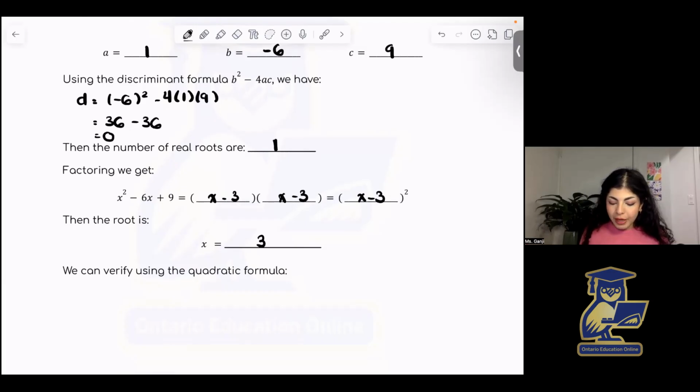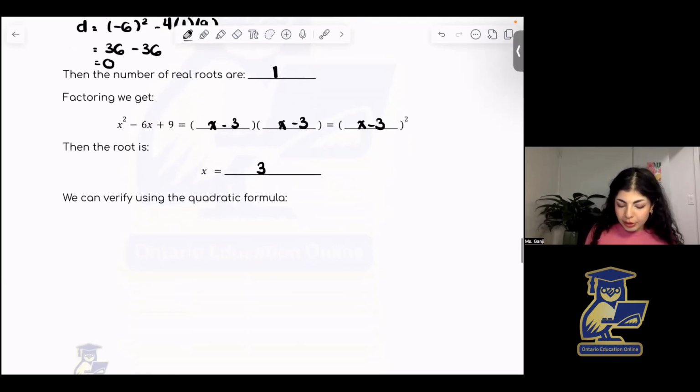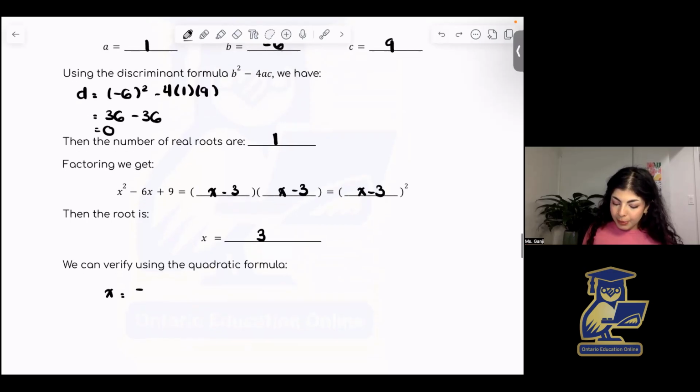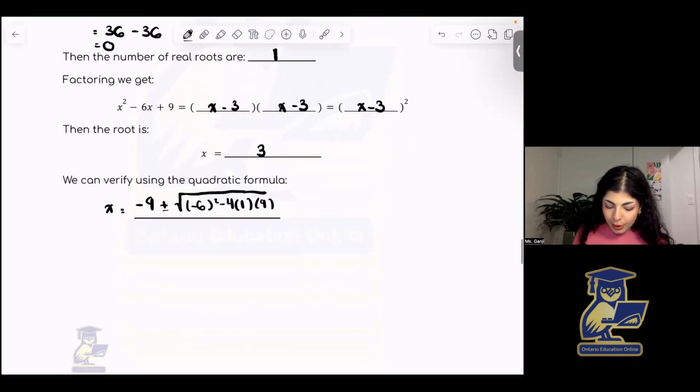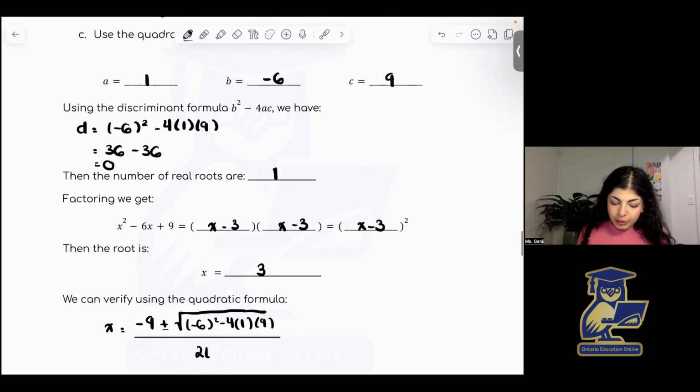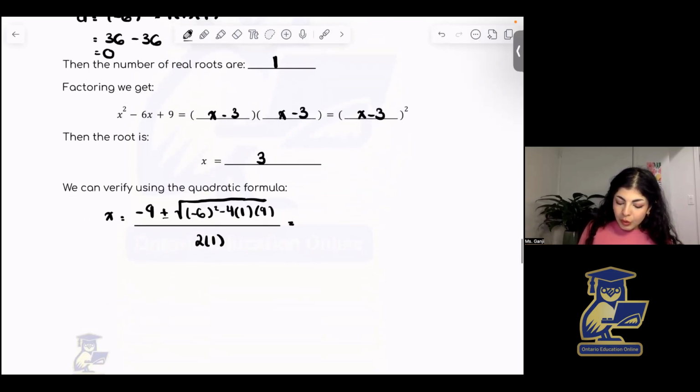So now we can verify using the quadratic formula, but our work here is actually really simple because x is equal to -b, or let me just write with the numbers, -(-6) plus or minus the square root of b squared, (-6) squared minus 4ac. But from the question above, we knew that that is equal to 0. So here, let me just finish my quadratic formula. So then this is actually equal to 6 over 2, which is 3.